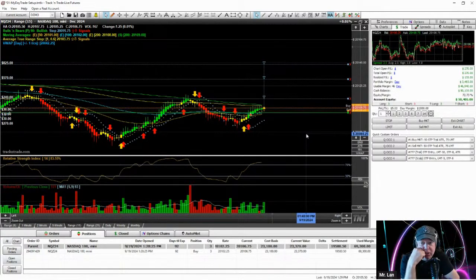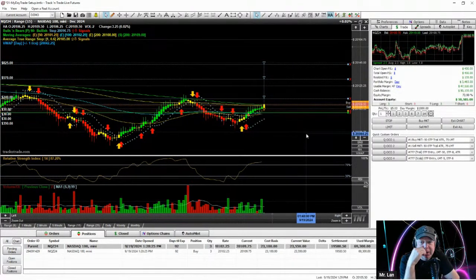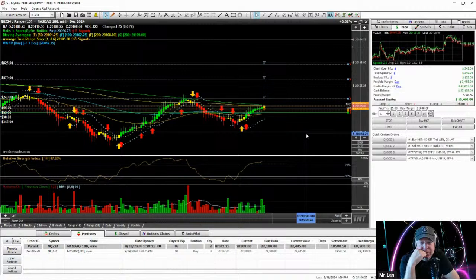The other 2 are still going to trail. So let's see if it'll pop up there. There we go. See, the other 2 are still trailing on the yellow dots. One of them just stopped back there at break even. So we'll see if we can go.